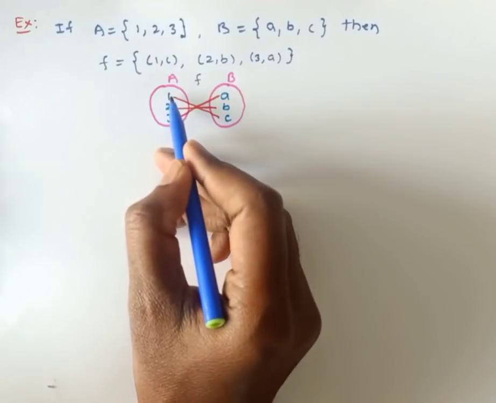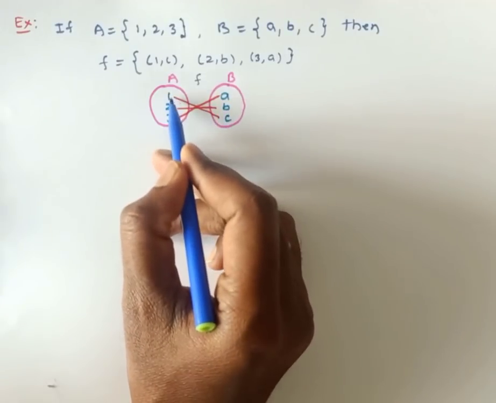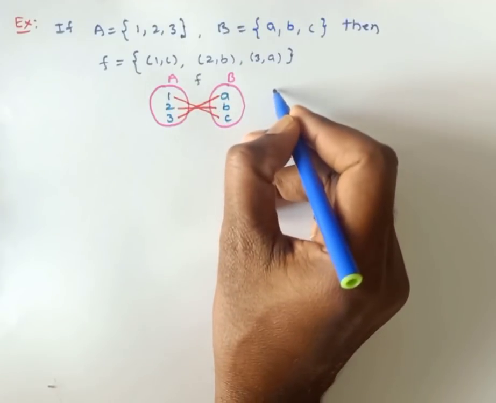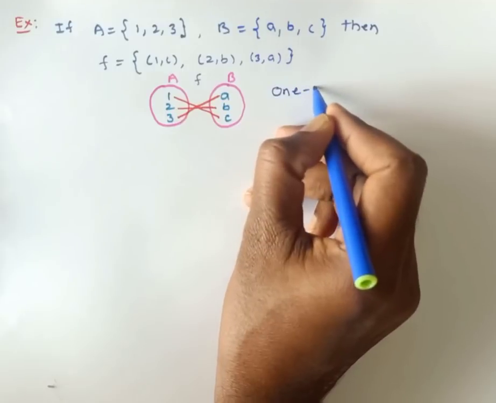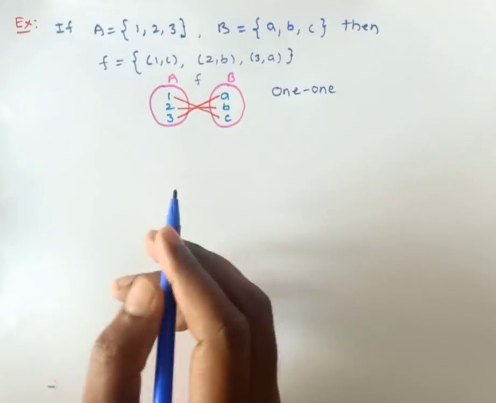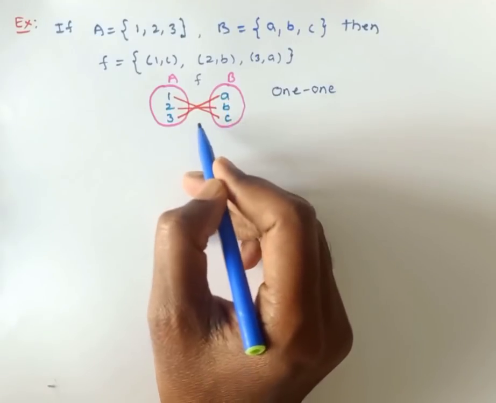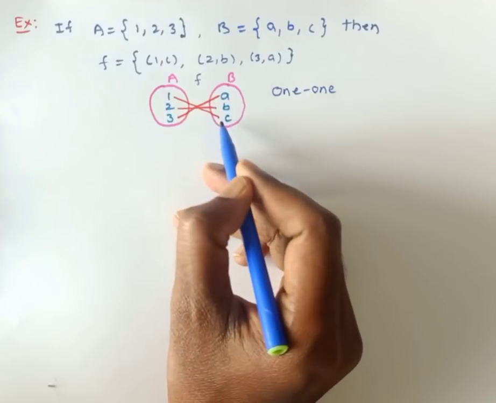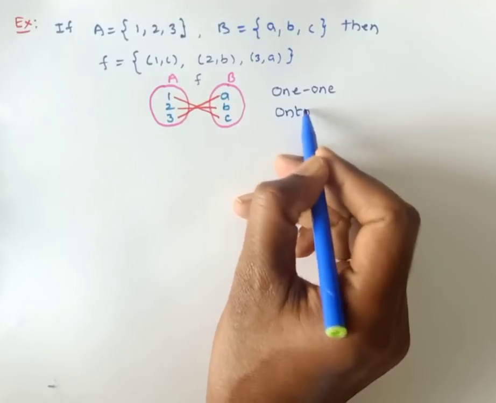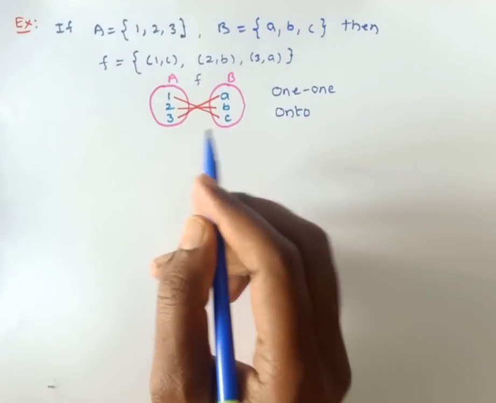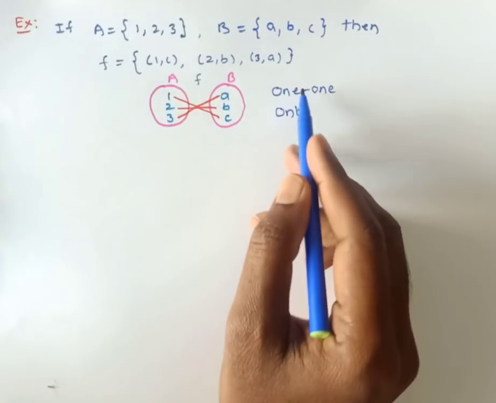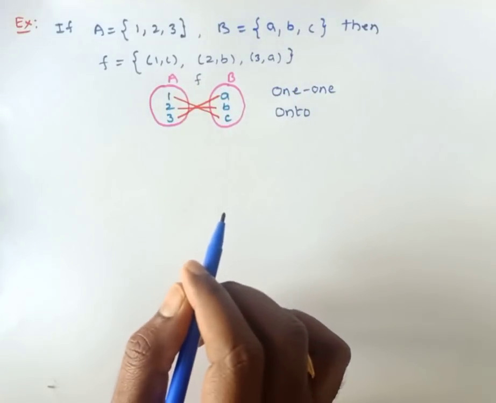Next, every element is mapped and they are unique. If you take any two distinct elements, they have distinct images, therefore this is a 1-1 function. Next, onto: yes, it is onto also. Every element has a pre-image, meaning the codomain is equal to the range. Therefore it is onto. So this relation is both 1-1 and onto. F is a function, and it is 1-1 and onto.